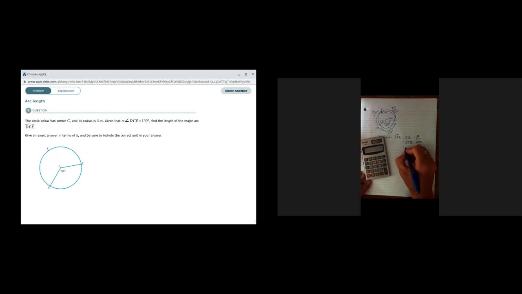And we get 5.1 repeating pi meters, which is 5 1/9 pi meters, which is 9 times 5 plus 1. 9 times 5 is 45 plus 1 is 46/9 pi meters. Cool. Very good.